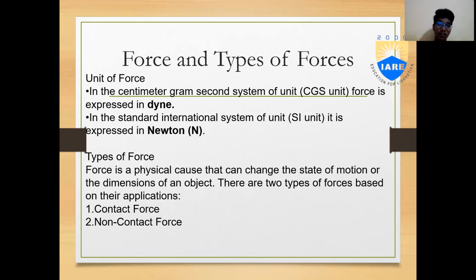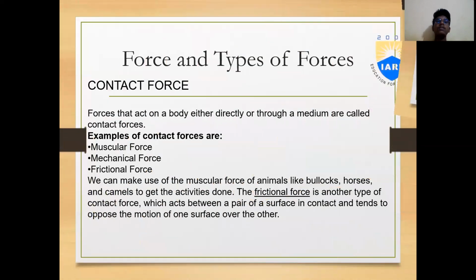So coming to the types of forces, force is a physical cause that can change the state of motion or the dimension of an object. There are two types of forces based on their applications, as we said earlier: contact forces and non-contact forces. Contact force: forces that act on a body either directly or through a medium are called contact forces.